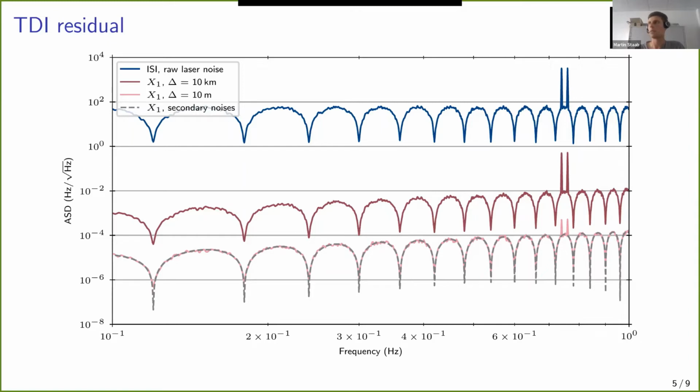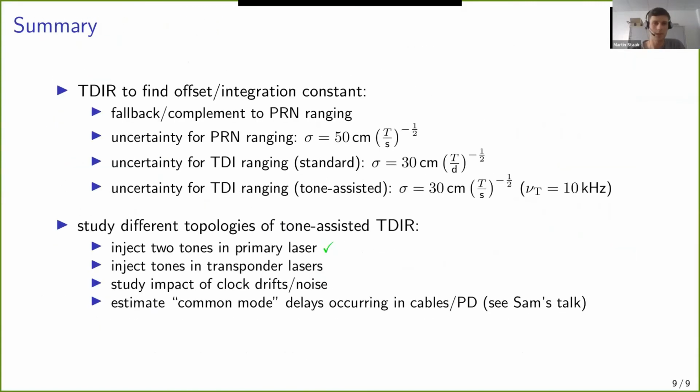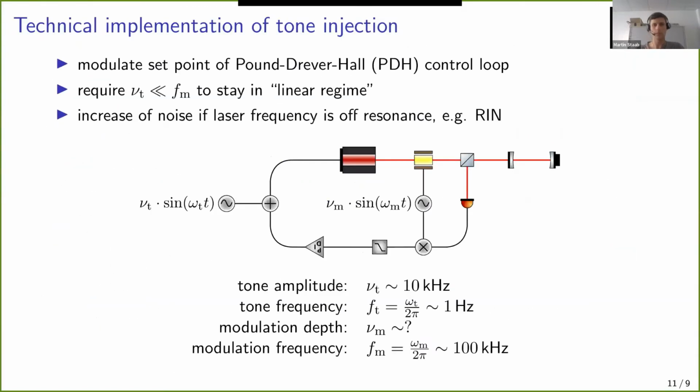And then the upper limit. Of course you want to make this tone as big as possible to get the most out of it, but there is an upper limit, and this is due to the nature of how you inject the tone. So you would have actually a backup slide for that. So you would actually inject the tone in this primary laser, which is locked to a cavity via a PDH control loop. I'm not an expert on this.